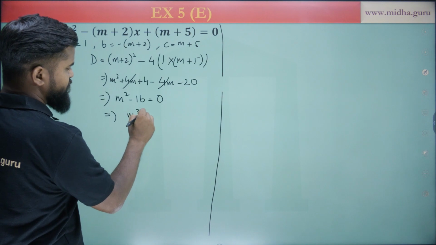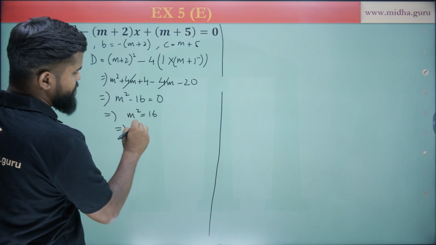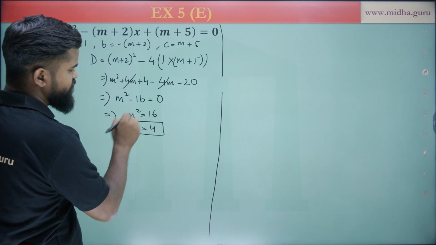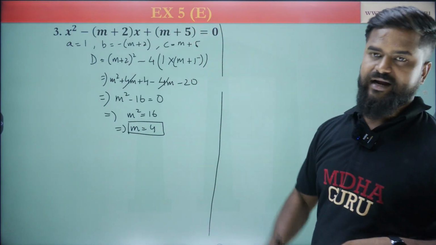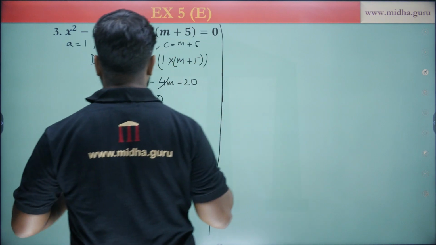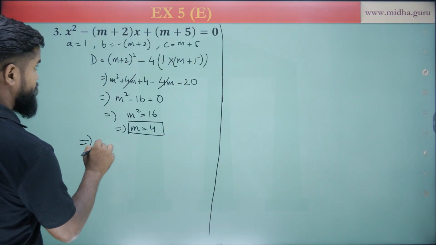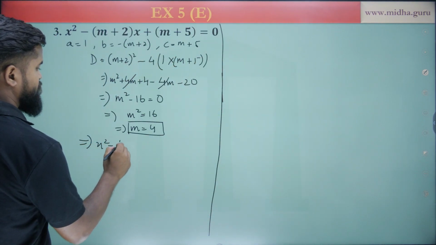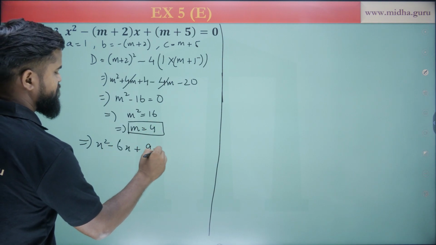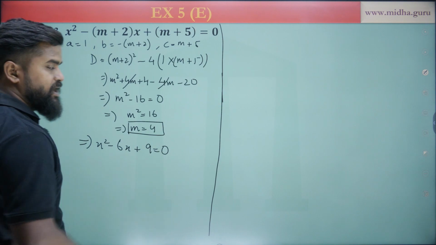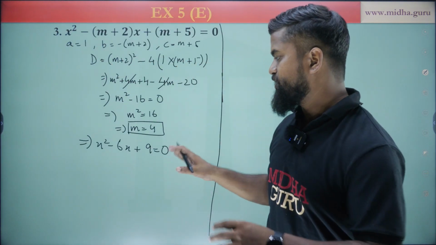So we have m square is equal to 16, so m will be equal to 4. Now we substitute the value 4 into this equation and then we will try and solve it. So substituting 4 we get x squared minus (4 plus 2) is 6x plus (4 plus 5) will be 9. So this is the quadratic equation that we must solve to get our answer.